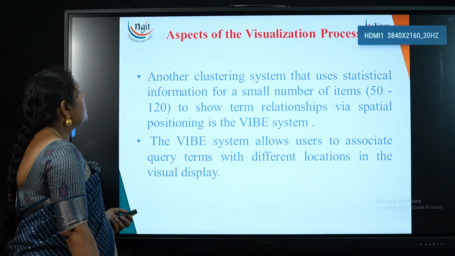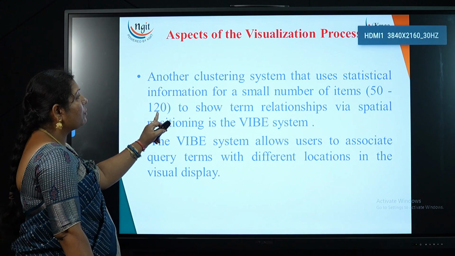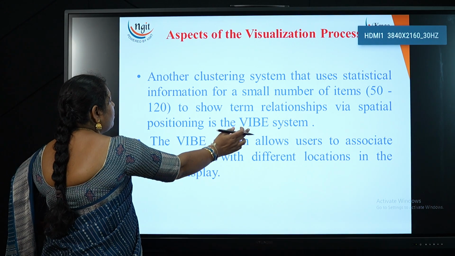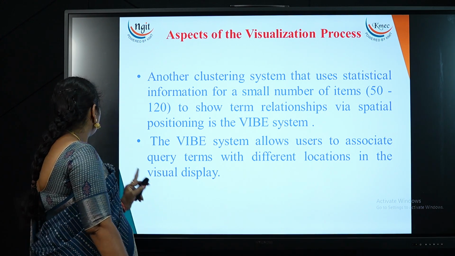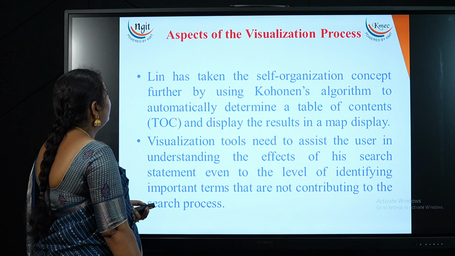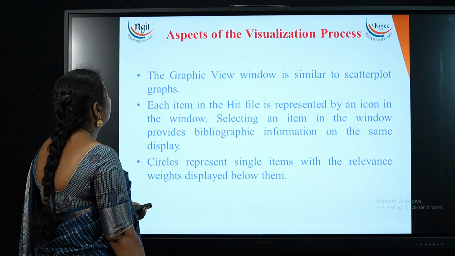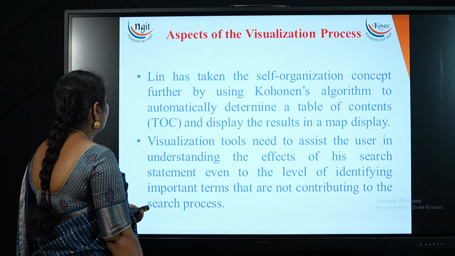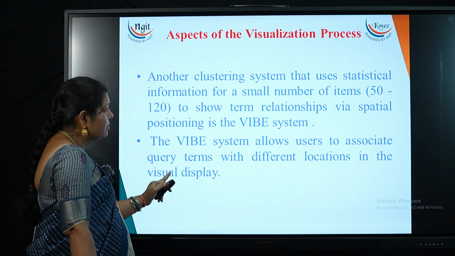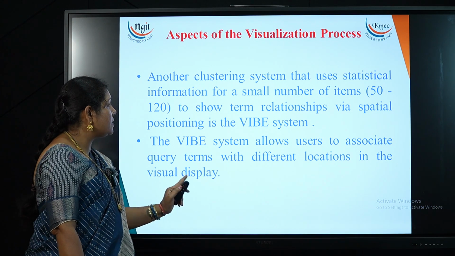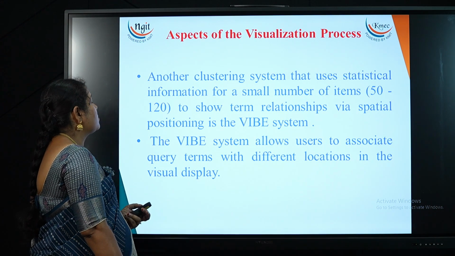Now another clustering system: if you have a small number of items, like 50 to 120, you can go with the VIBE system. It will allow you to write different queries with different locations with different displays. So VIBE is another system where you can write different queries from different locations and it will display your output. It is also called spatial positioning.